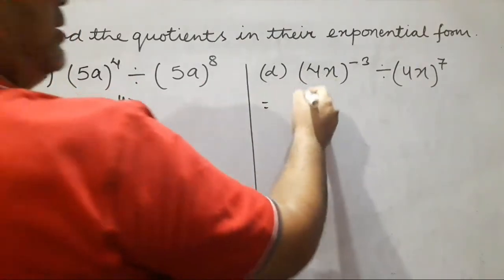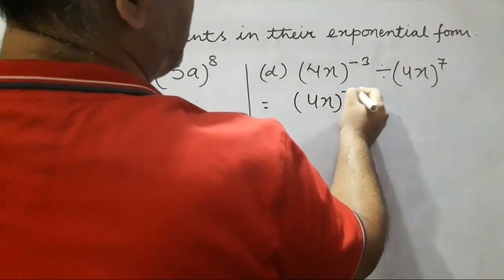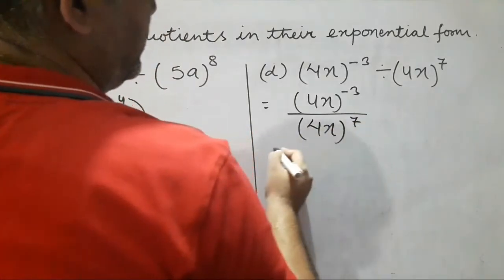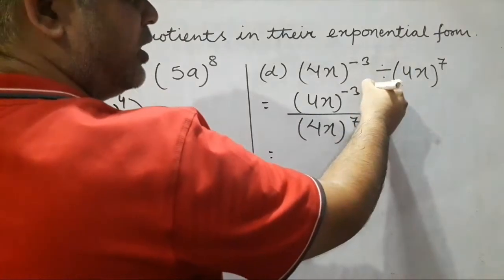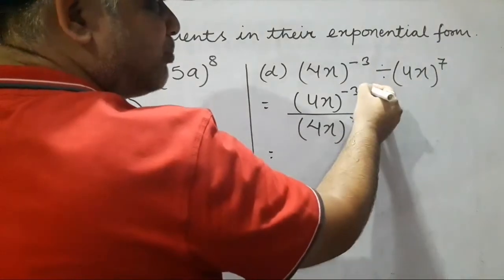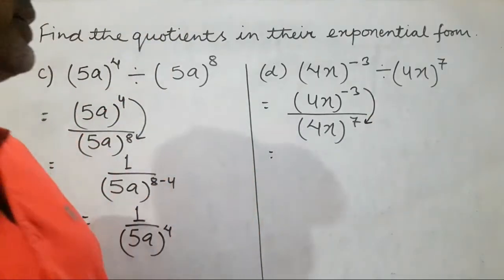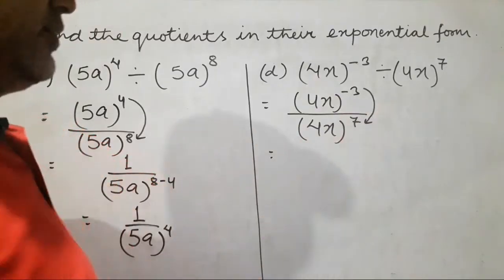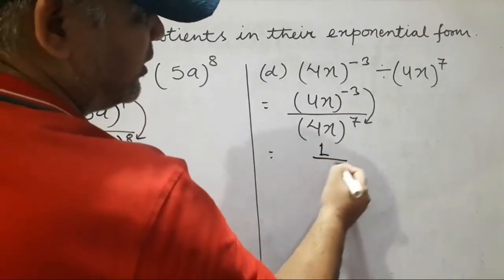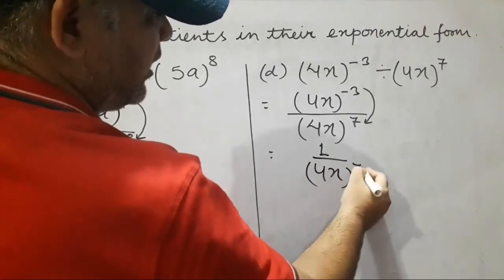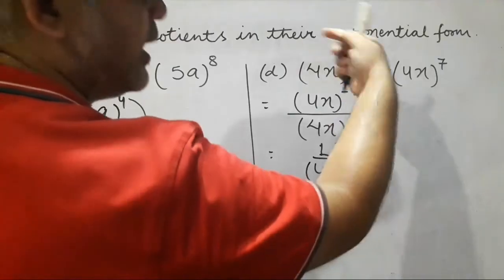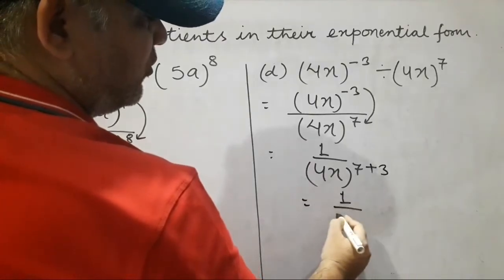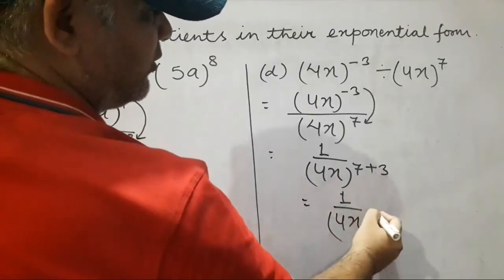Similar to this question, (4x)^-3 by (4x)^7. As we can see that minus 3 is smaller in comparison to 7. So this minus shall go here and become subtracted from 7. And when minus 3 is subtracted, it will be converted into plus 3. So it can be written as 1 by (4x) power 7 minus, and again minus 3. So it will be 7 plus 3, equal to 1 by (4x) power 7 plus 3, 10.